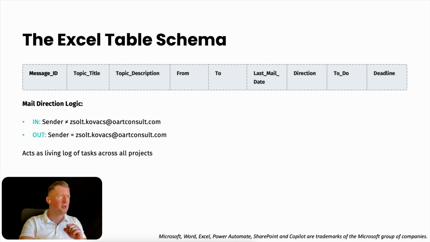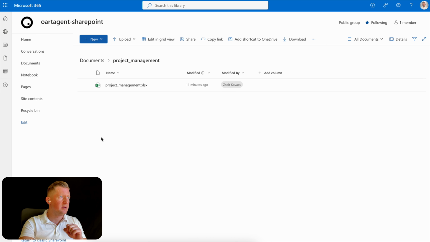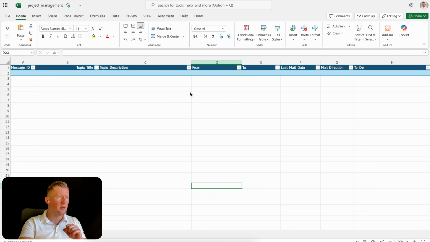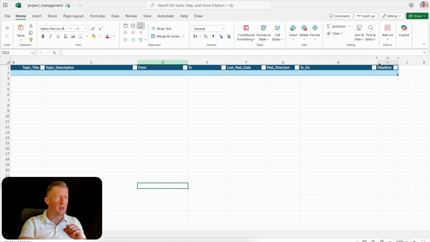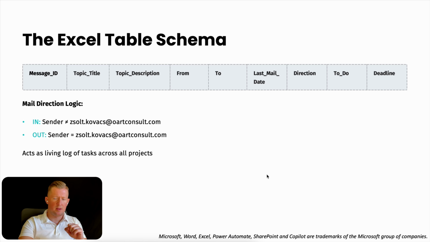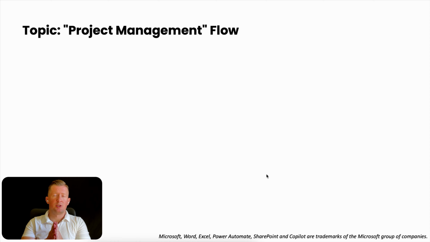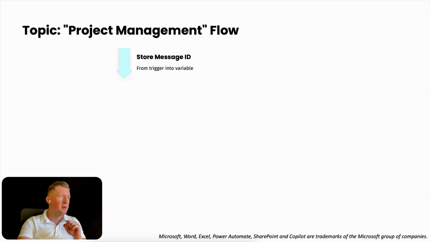Let me show you where this is located. I have the SharePoint site. In the shared documents library, I have a project management folder, and within the project management folder, I have this online Excel table, basically with the columns I showed you previously. Now, let's jump into the project management topic. How is it built up?